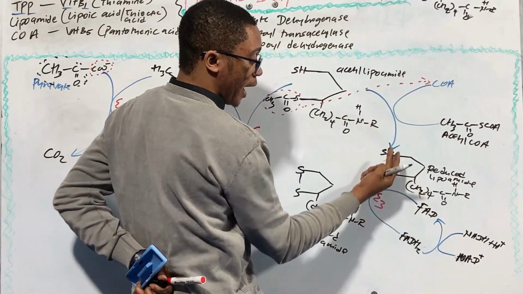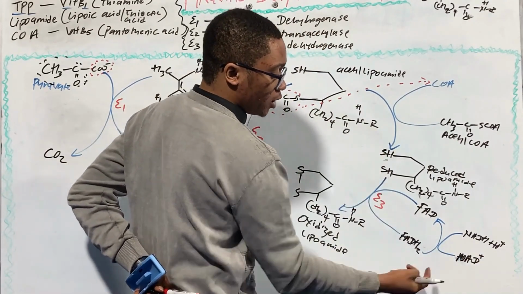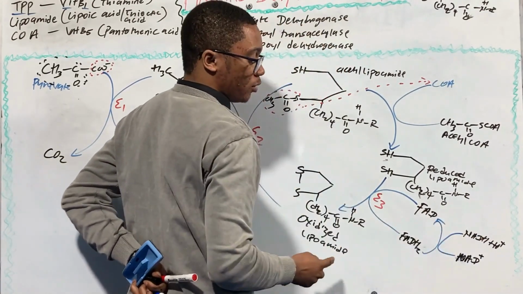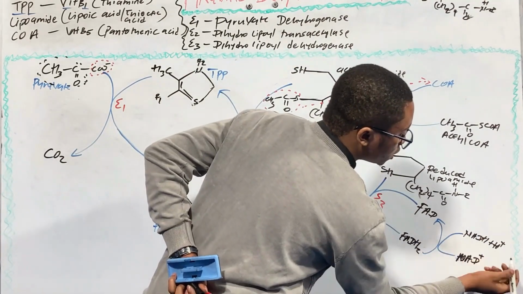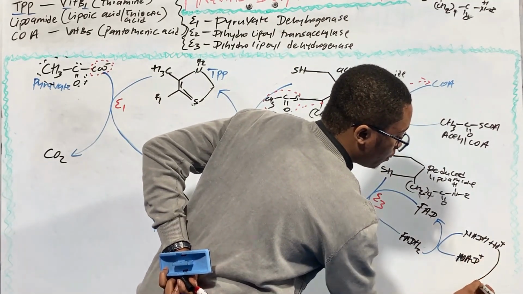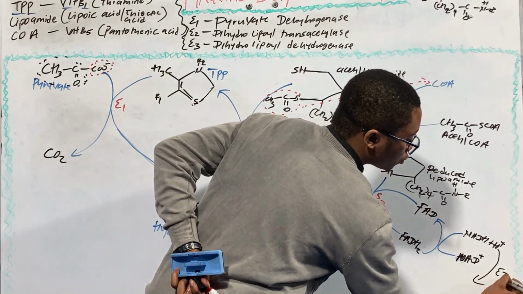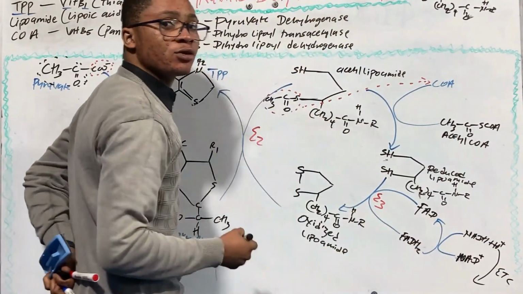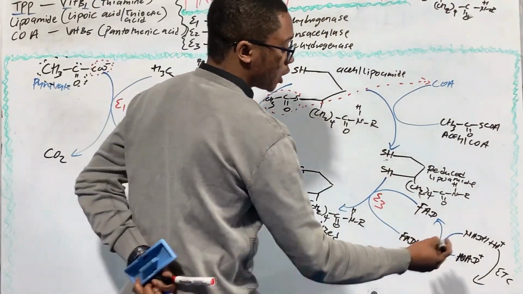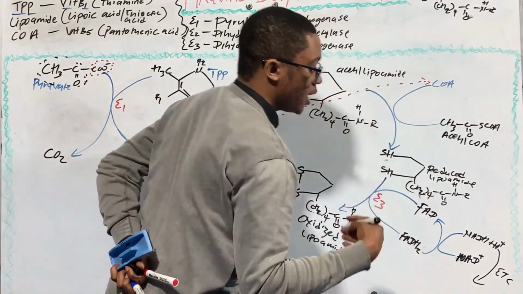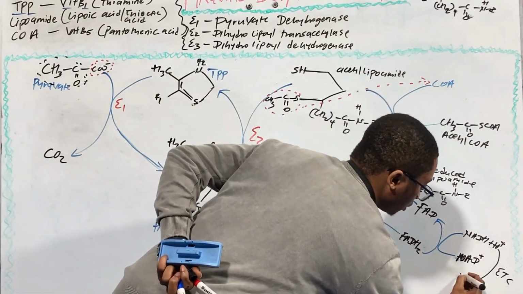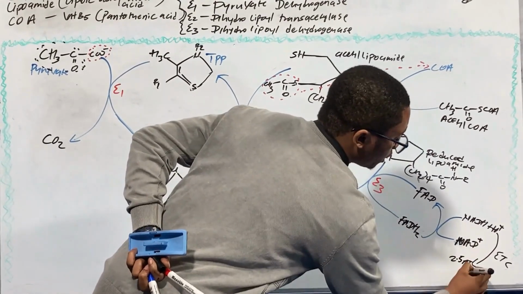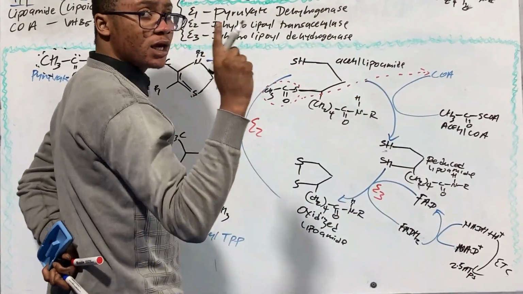Remember, it is two hydrides, it picks up two electrons, so it is reduced to NADH plus H ion. So this NADH plus H ion will then move into the electron transport chain. Going to the electron transport chain, they will form ATP. They will give off about 2.5 ATPs for just a single pyruvate.